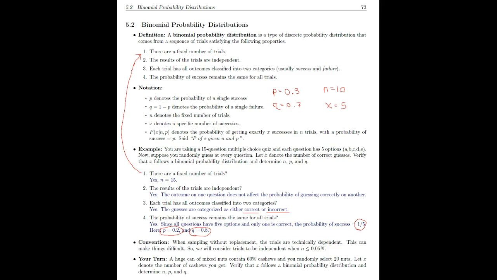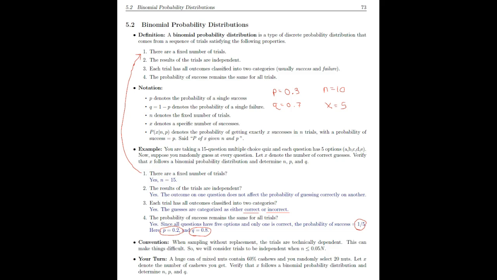Now, something that can get tricky here is when you sample from a population without replacement. So, for example, with a deck of 52 cards, if you picked one card out and found the probability of getting a jack, let's say, and that probability was 4 out of 52, and you put that card aside, now your probability of getting a jack the second time would be different, because you only have 51 cards in the deck, not 52. So that's sampling without replacement.